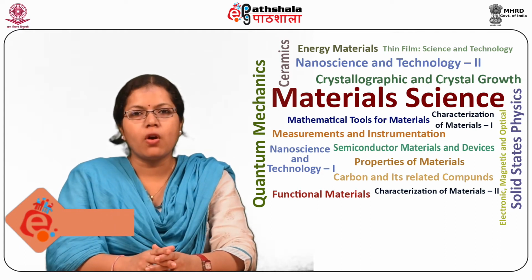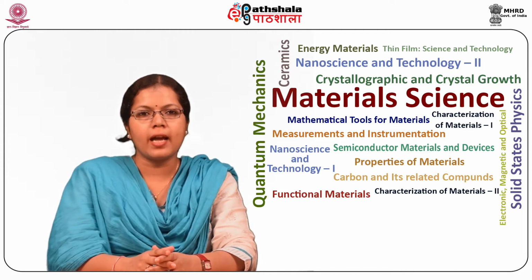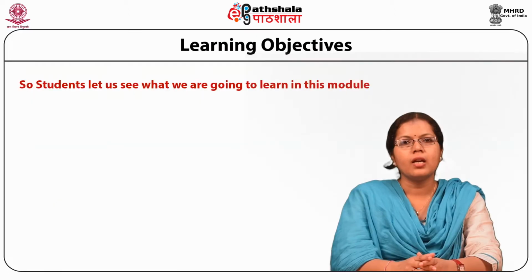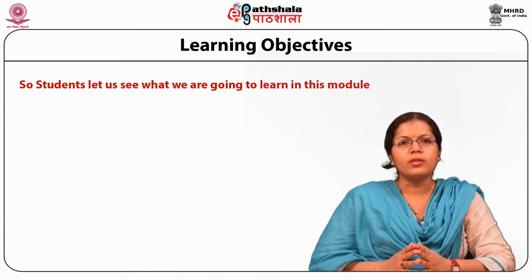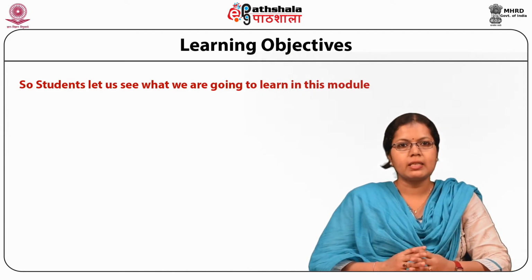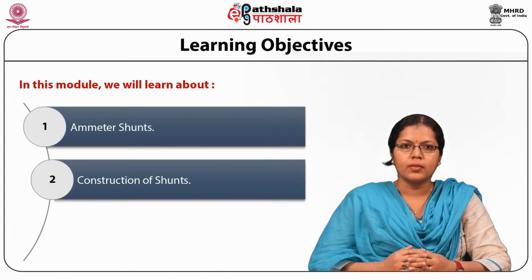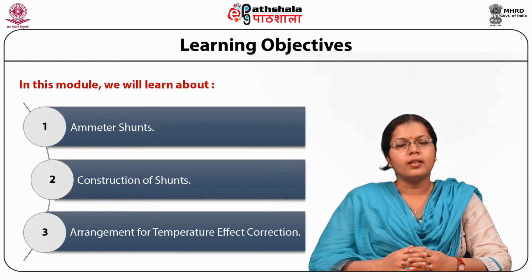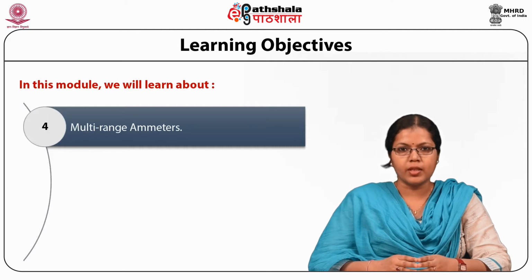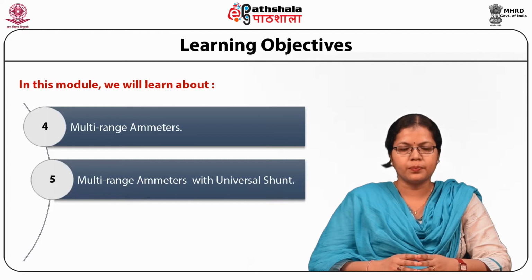Today we are going to talk on the module Analog Ammeters and Voltmeters Part 2 under the paper Measurements and Instrumentation. After completing this module, the students will be able to understand about the following topics. First, the ammeter shunts. We will also study the construction of shunts, then the arrangement for temperature effect correction. Next would be the multi-range ammeters and the multi-range ammeters with universal shunt.